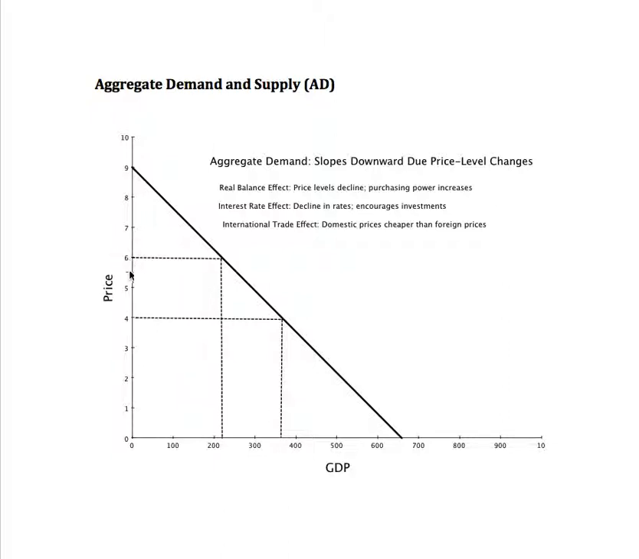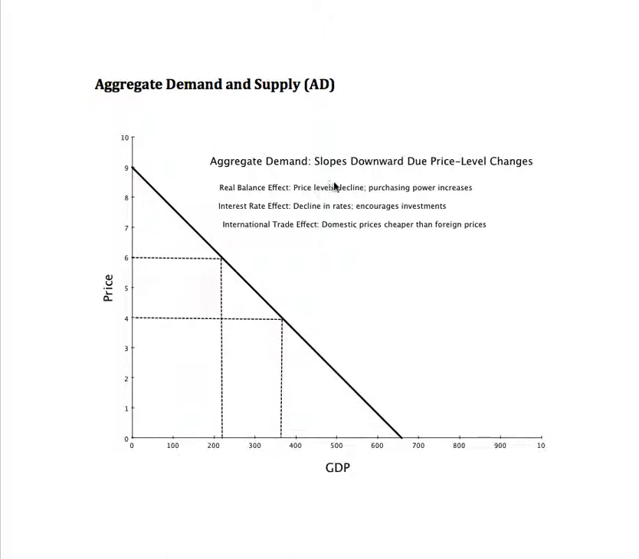As we can see, if price declines from $6 to $4, our GDP will increase from slightly more than 200 to something like 375. Now, when we look at aggregate demand as it pertains to price and GDP, we have some price level changes. And yes, as price declines, quantity demanded, or GDP, will increase.